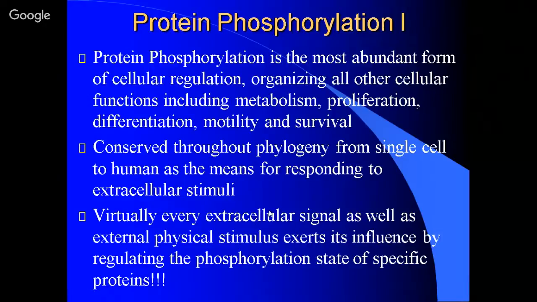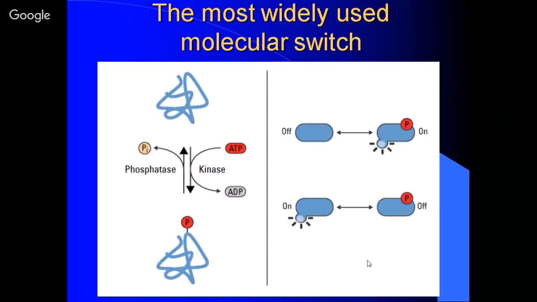And virtually every extracellular signal and every external stimulus that we're going to encounter with the nervous system exerts its influence by the phosphorylation state of specific proteins. Every extracellular signal, okay, every physical stimulus, whether it's light or sound or whatever it is, is mediated through phosphorylation of proteins. This is the most common molecular switch throughout life.